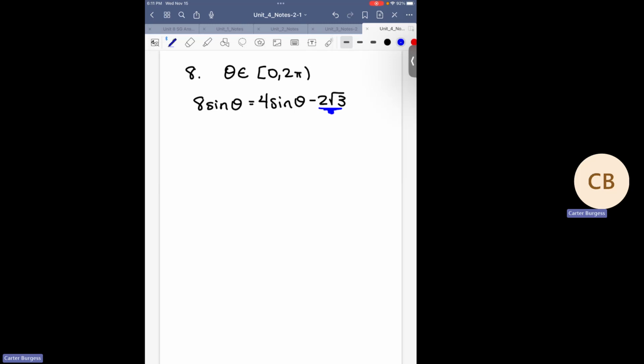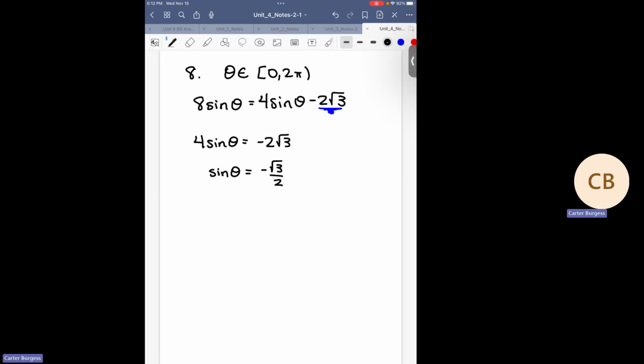Instead, subtracting 4 sine of theta over to the other side, which gives me that 4 sine of theta is equal to negative 2 root 3. Again, solving here, dividing both sides by 4, I get that sine of theta is equal to negative root 3 over 2.